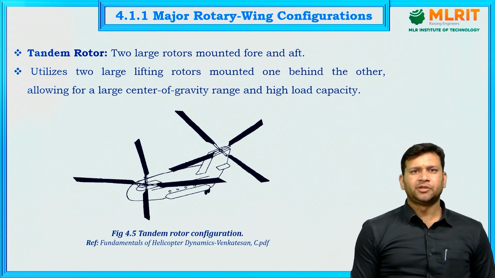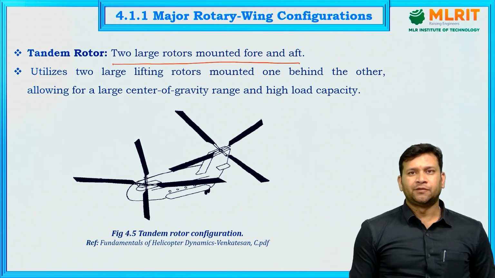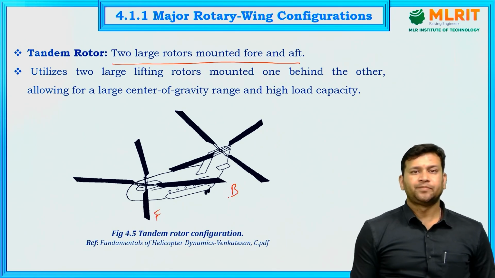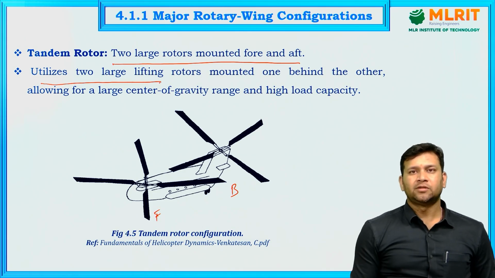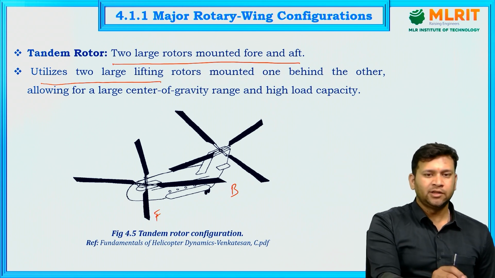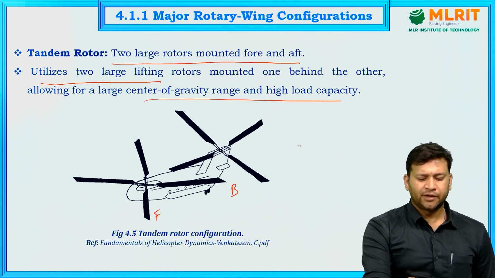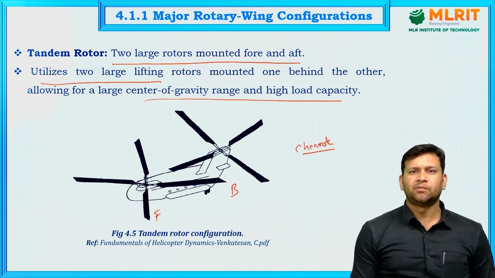Tandem rotor configuration. Two large rotors are mounted fore and aft, that is, one at the front and one behind. It utilizes two large lifting rotors mounted one behind the other, allowing for a large CG range and high load capacity. One example of this kind of configuration is the Chinook helicopter.